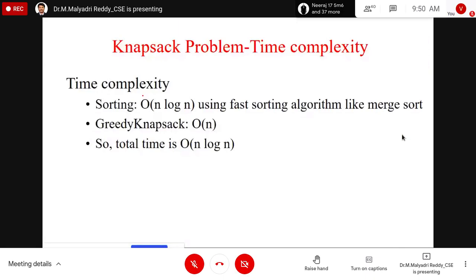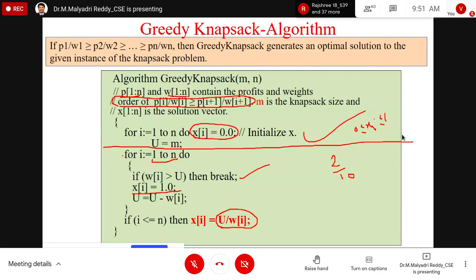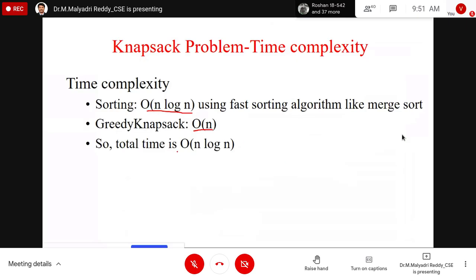Okay, this is the algorithm. So this is the algorithm complexity for knapsack. This is n log n for sorting. It is the best, either merge sort or quick sort. So the general complexity for greedy knapsack is order of n. Why? Because here only one loop is there. It is complexity for n, that is the order of n. Total complexity is order of n log n only.